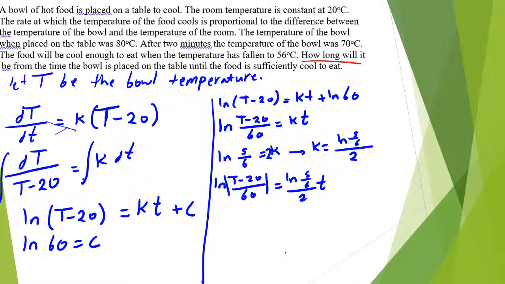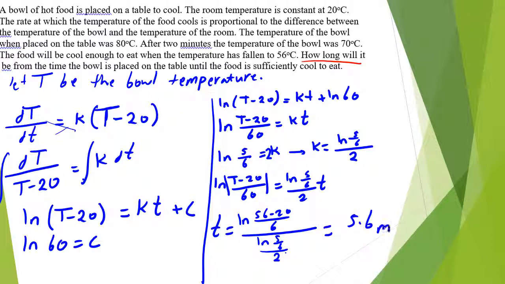So you would divide, so t equals, and then you will substitute instead of the T in here the 56, because they wanted when the temperature is cool to eat, and it says here it's fallen to 56 when it's cool to eat. So it becomes ln of 56 minus 20 over 60, divided by ln of 5 over 6 over 2, and you get the answer 5.6.